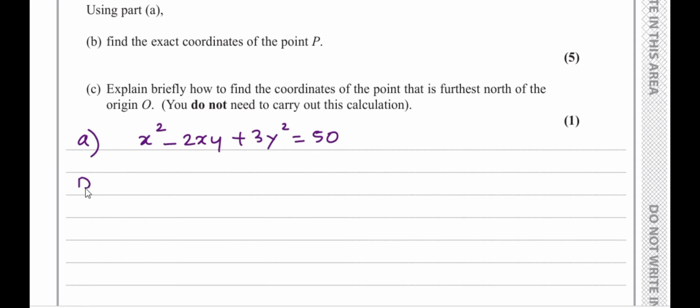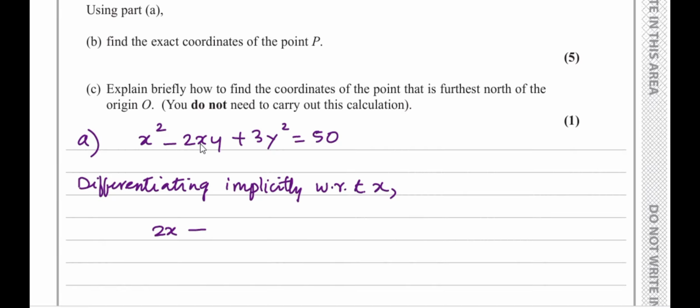Okay, so now we need to write differentiating implicitly, then only it will be mathematically correct. Differentiating implicitly with respect to x. Okay, so what do we get here? 2x minus, now this term 2xy contains this coefficient 2, keep it out, and this xy is to be differentiated using the product rule. So uv dash, that is x times y dash, is 1 with a dy by dx.